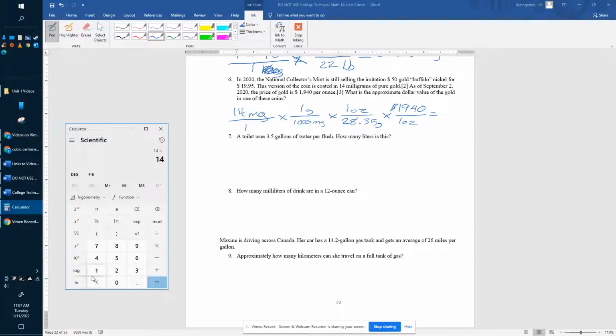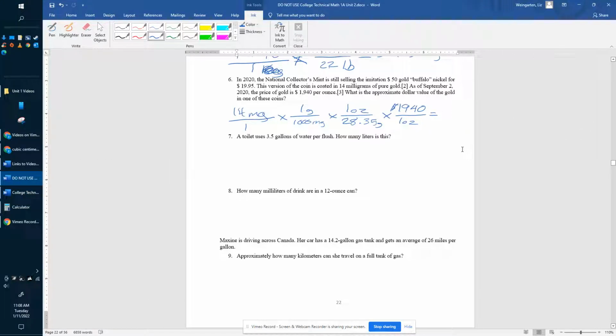14 times 1,940 divided by 1,000 divided by 28.35. And it appears they are worth about 96 cents. So people got pretty ripped off, it looks like. At least with the gold.